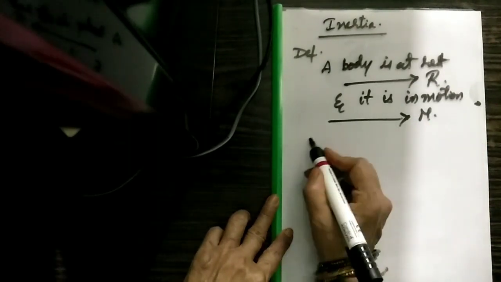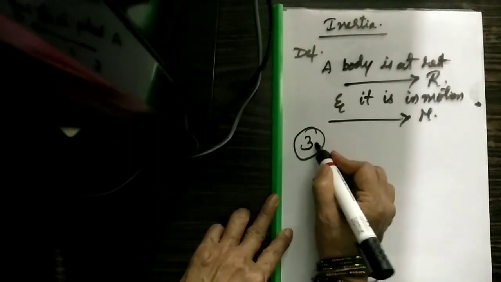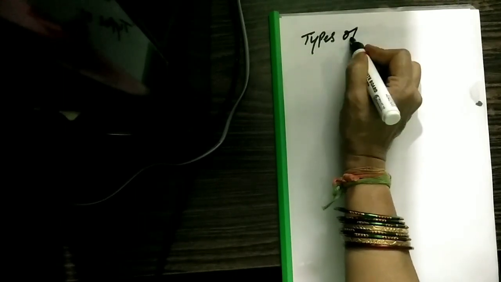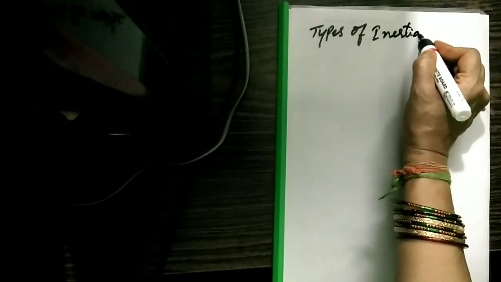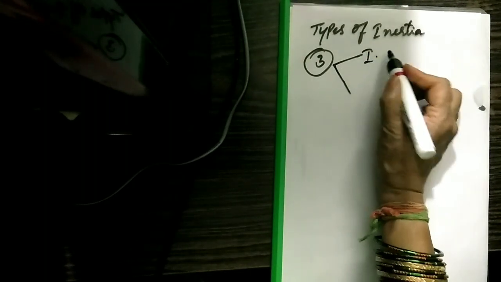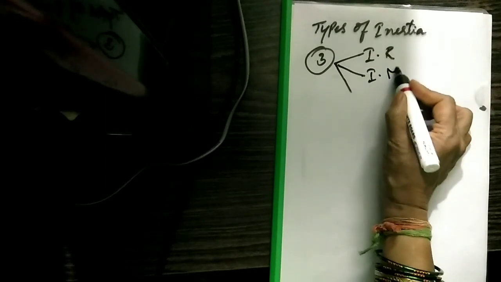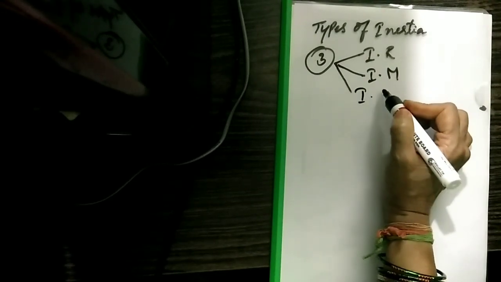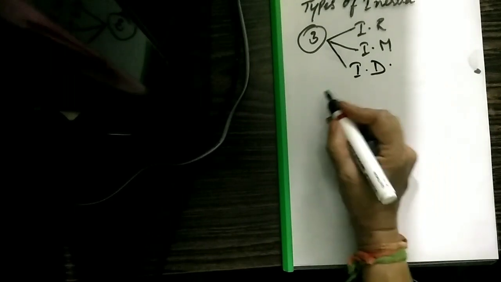Now, how many kinds of inertia are there? There are 3 kinds of inertia. Coming to the types of inertia, there are 3 types: 1. Inertia of rest, 2. Inertia of motion, 3. Inertia of direction.